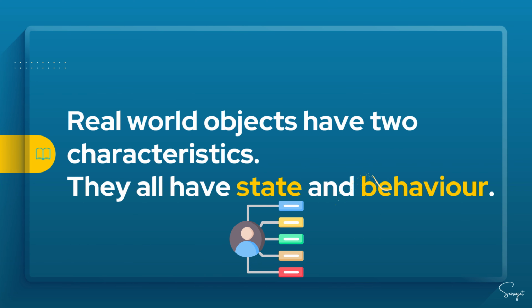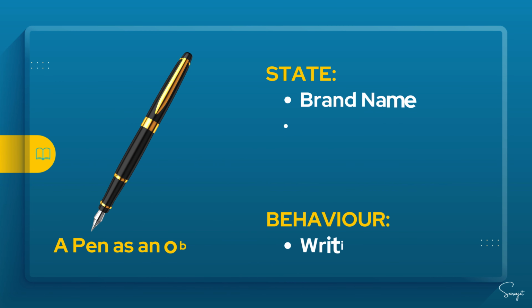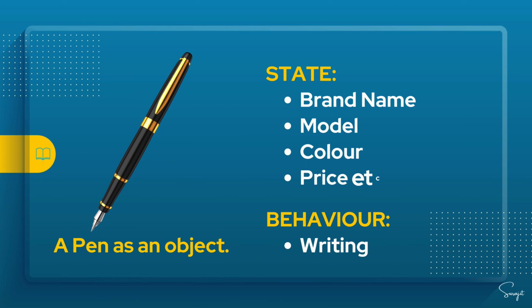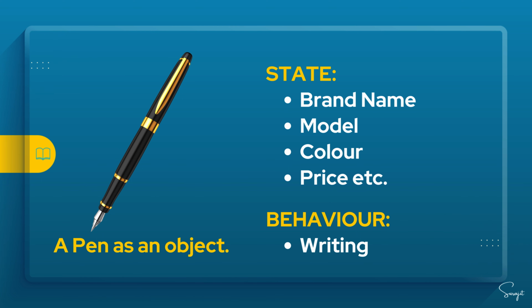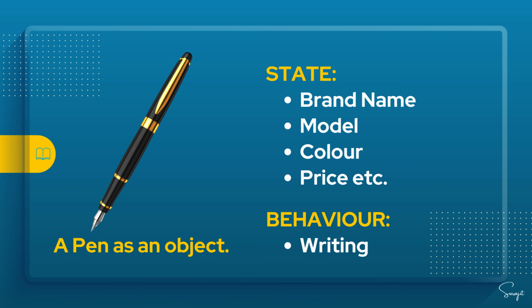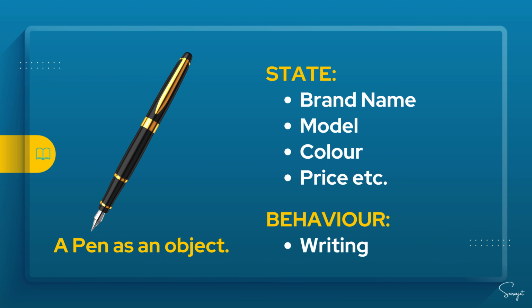Next is, real-world objects have two characteristics. They all have state and behavior. Let's understand state and behavior. A pen as an object has its state, such as name, model, color, price, etc. And its behavior or function is writing. Name, model, color, price, those are the pen's state. And writing is its behavior or function.